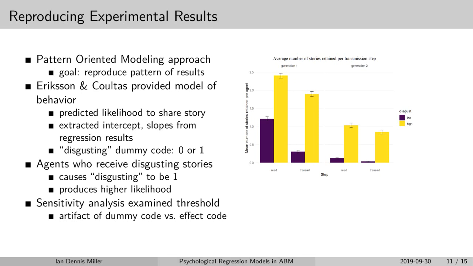For those agents in the simulation who received disgusting stories, when computing whether or not to engage in the transmission behavior, the value for the disgust term is going to be equal to 1. As a consequence of the basic math that drives linear models, a disgust value of 1 produces a higher intention to share. I conducted a sensitivity analysis for the behavioral threshold, and I found a threshold that was half a standard deviation below 0. That was sufficient for producing the results you see in the image, which closely correspond to the pattern of results published by Erickson and Coltis.